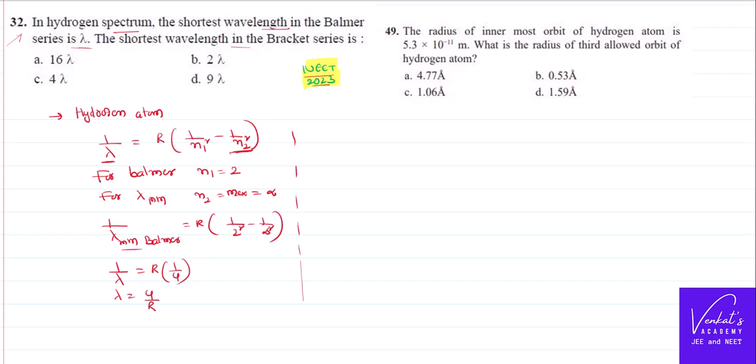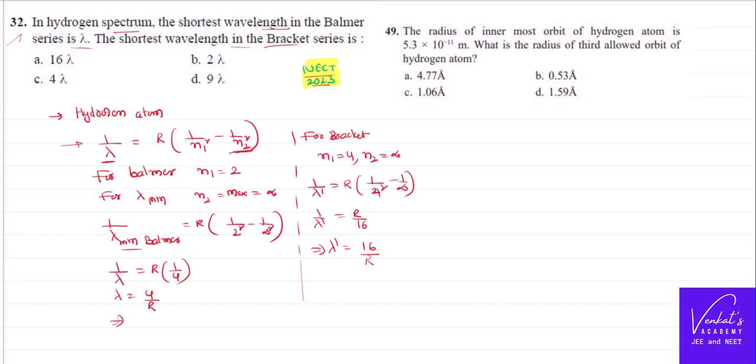Now for the Brackett series, the first thing we need to know is that n1 equals 4. For the wavelength again to become minimum, the shortest wavelength, n2 is infinity. I will use the same formula. 1 by lambda dash, which is a different value, equals Rydberg constant times (1 by 4 square minus 1 by infinity square). That is R by 16. So 1 by lambda dash equals R by 16, which implies lambda dash equals 16 by R.